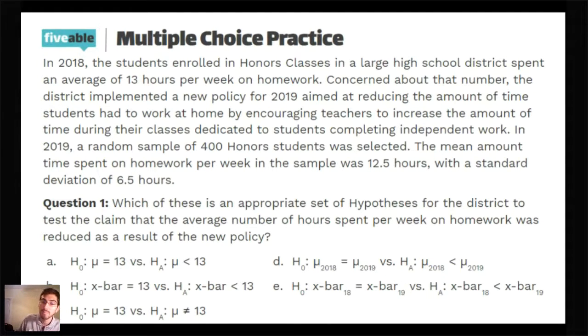D and E or B and E are no good because of x̄'s. That's the wrong symbol. And D seems like it could be legit because we're trying to reduce the amount from one year to the next. Although I just realized I put the wrong numbers on those.